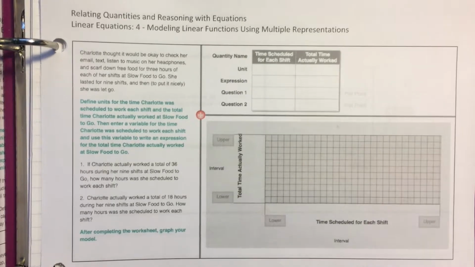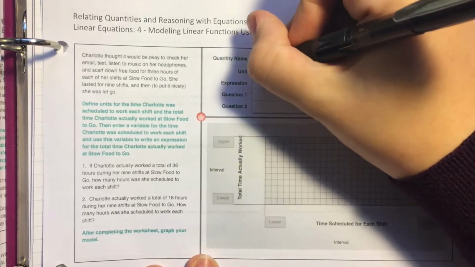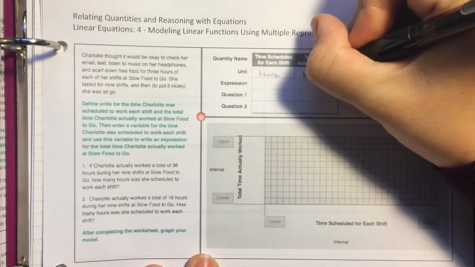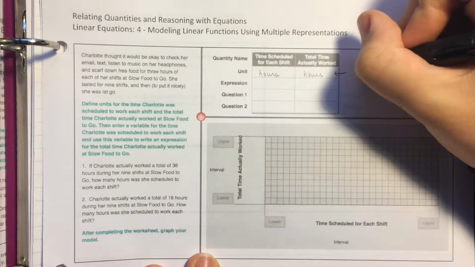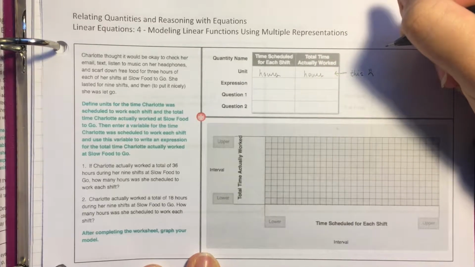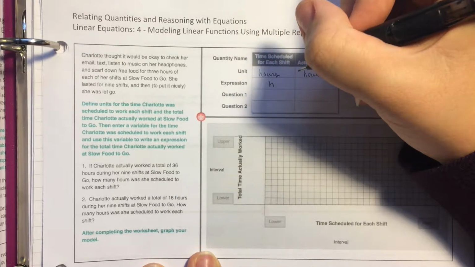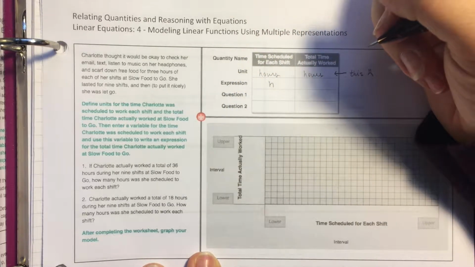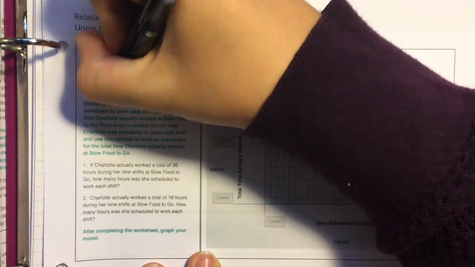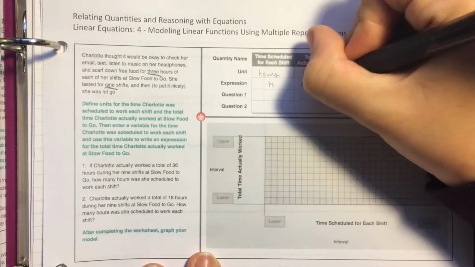Hi everyone, here's a sample problem from the linear equations module, workspace number 4, modeling linear functions using multiple representations. The tricky thing about this problem set is that it labeled both variables in hours. To me, this is very misleading. There's definitely a difference between time scheduled and time actually worked. However, when I entered many different combinations of variables, it only accepted hours for both.